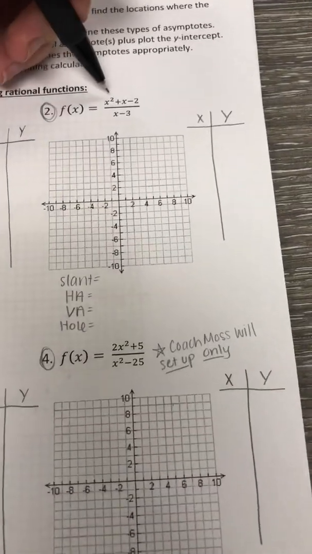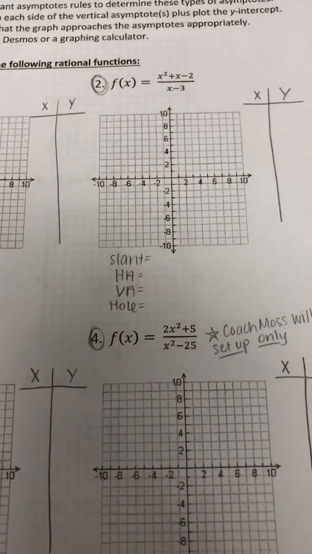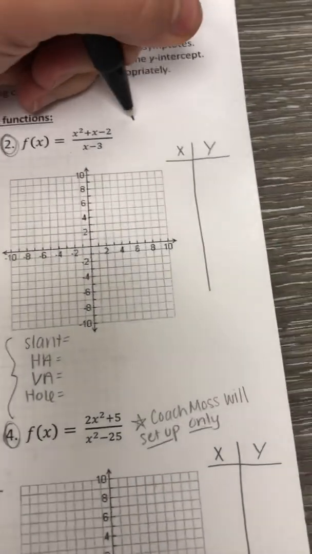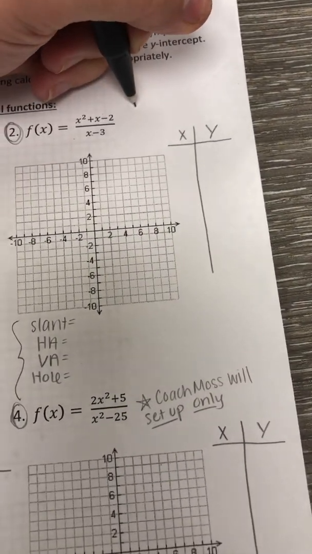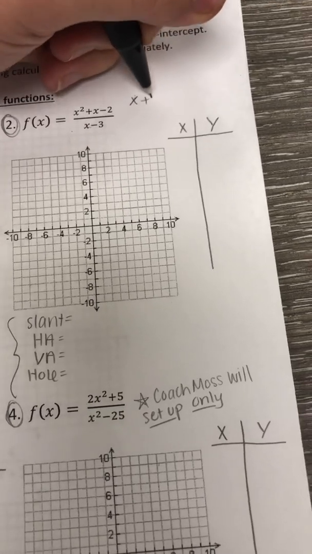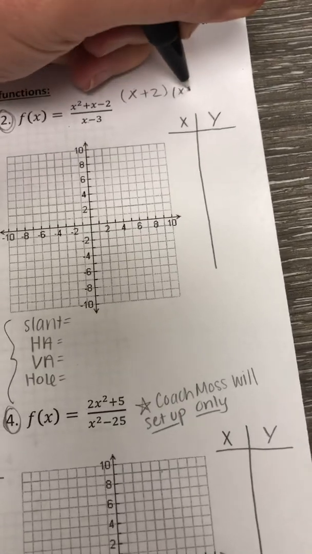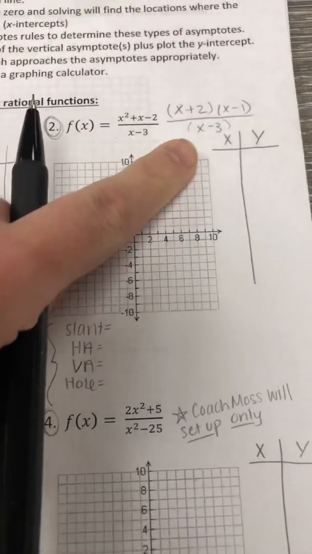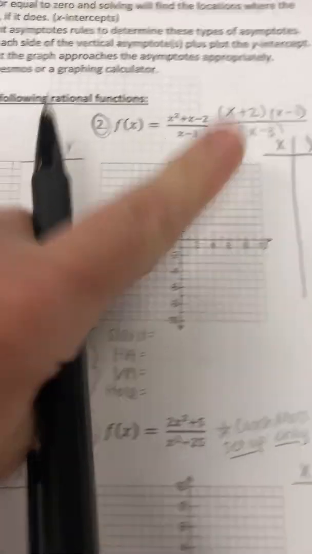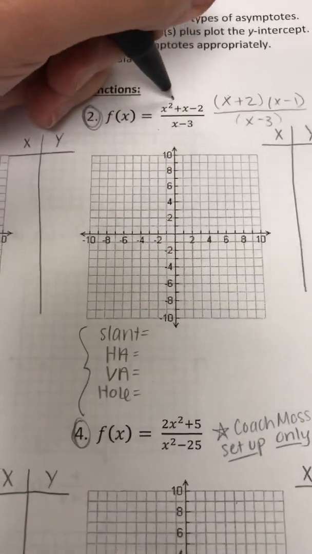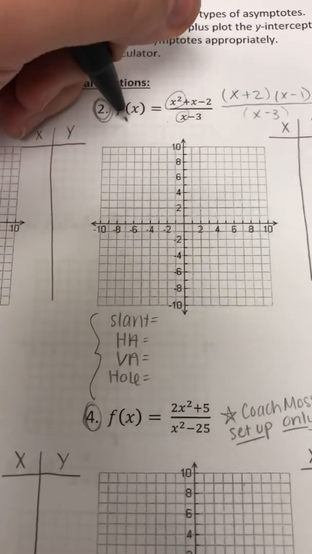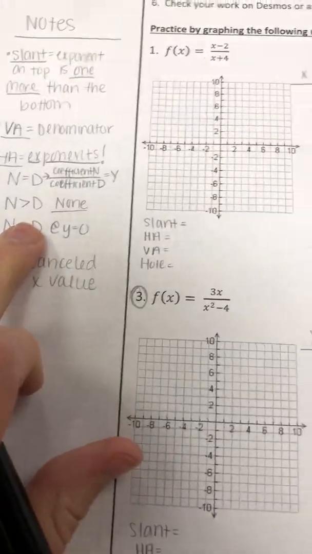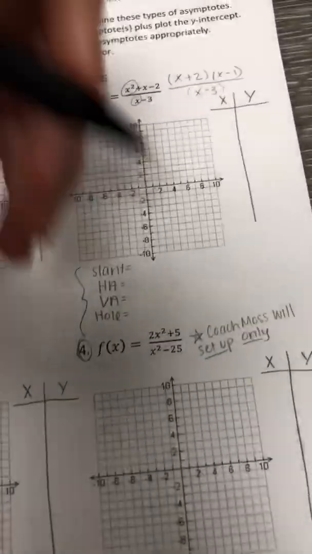We have x squared plus x minus 2 over x minus 3. I always recommend doing these first. All right, so first thing I'm going to do is change how the top looks, factor it out. So for us, that's going to be x plus 2, x minus 1 over x minus 3. Now, we don't need this to look at the horizontal asymptote or the slant because we have to look at the exponent. So we have x squared over x. So my numerator is greater than my denominator, which means that I will have no horizontal asymptote.